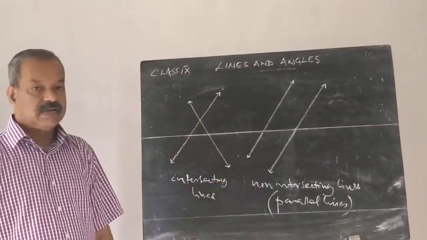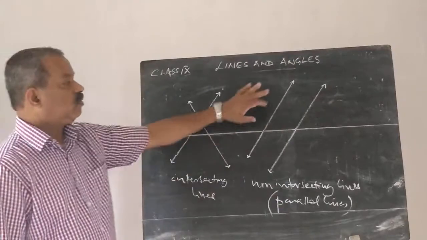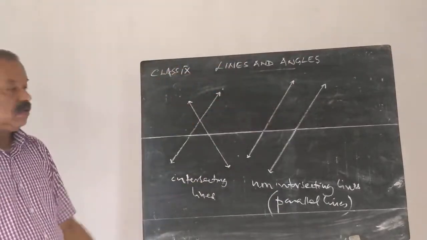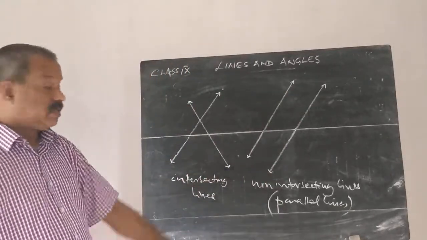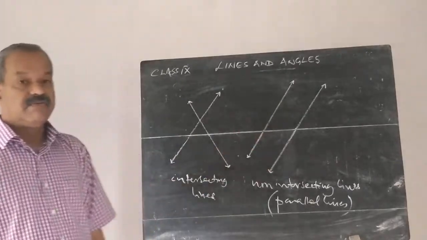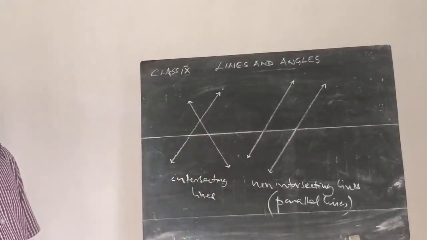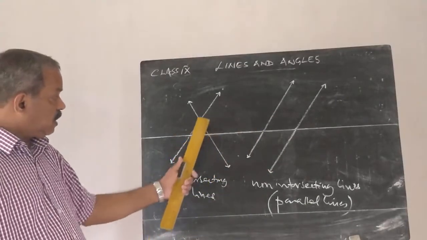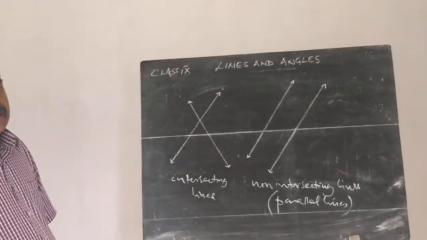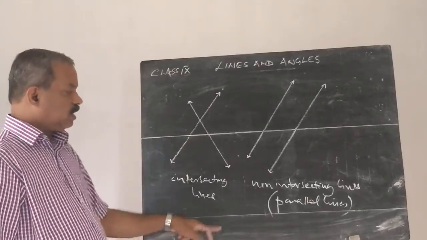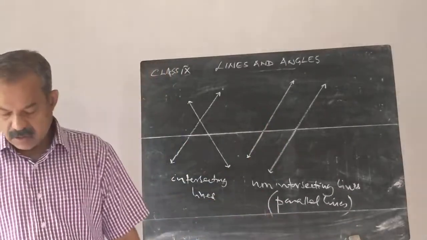Why are they called parallel? Because we can extend these lines upwards and downwards without limit, without any ending. But we can see that such two lines never have a common point. They will not touch at any point. But these two lines can be arranged in this form also, with one common point. Such lines are called intersecting lines, and lines of this form are called non-intersecting lines or parallel lines.